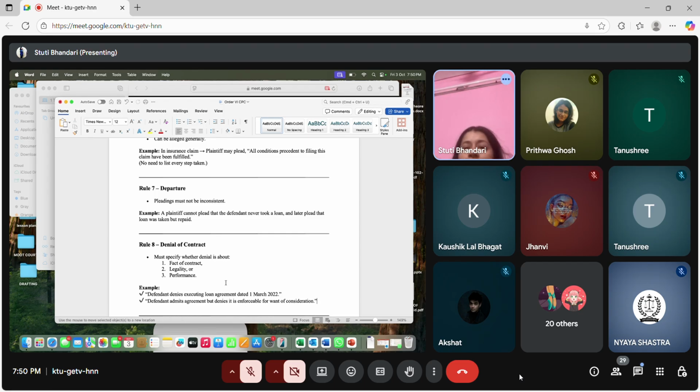In this, the first statement, what is the first statement? The first statement is saying that the defendant is denying that there was any contract or loan agreement made by that defendant. Now read the second statement and tell me the difference between the two. The defendant admits the agreement but denies it is enforceable for want of consideration. So what is the difference between the two statements? Can anyone explain?